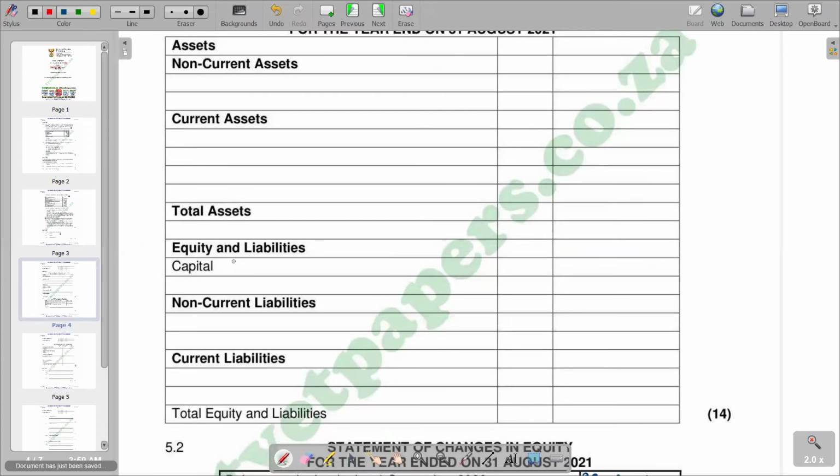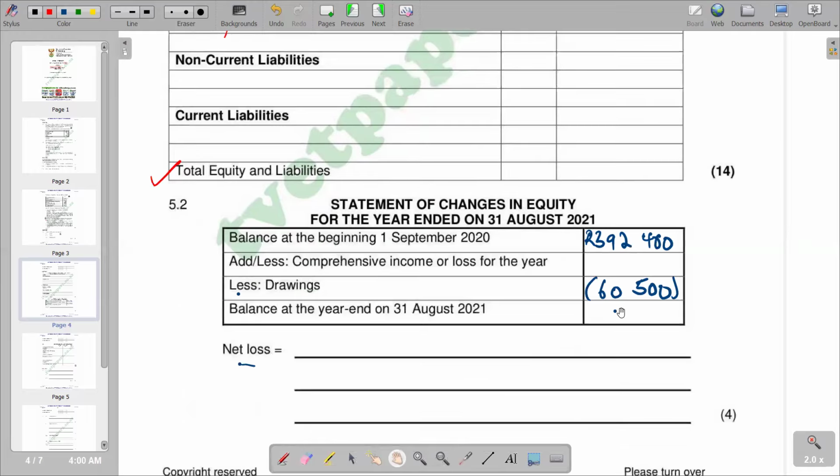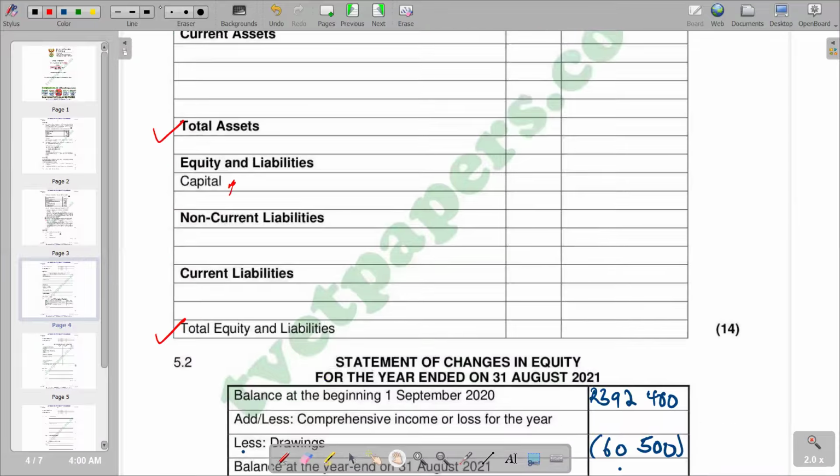Remember, the total for assets should be equal to the total for equity and liabilities. So we will be able to find this capital balance as a balancing figure. You take that balance and put it here. If you put it here, you will be able to find the net loss for the year. So basically, that's what we have.